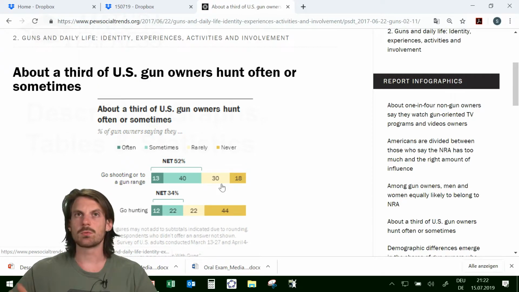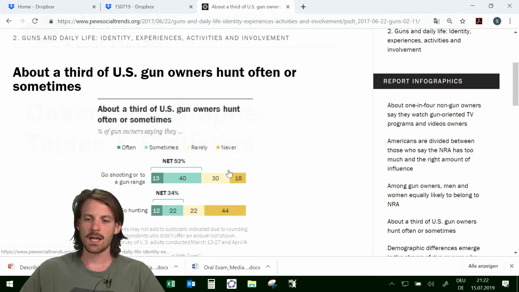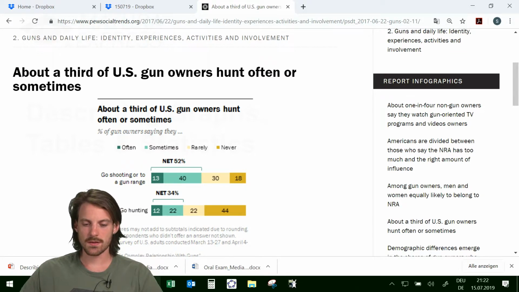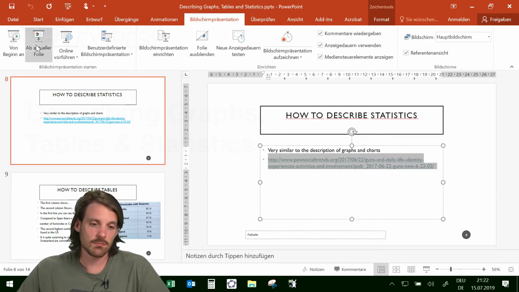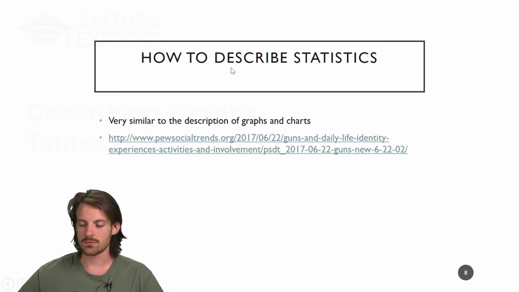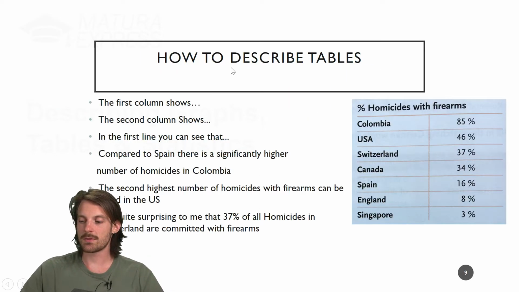I think it's a good way to practice, or ask someone to print you off statistics, and then you can actually practice how to describe them and so on.